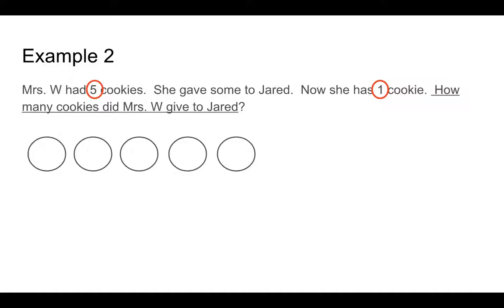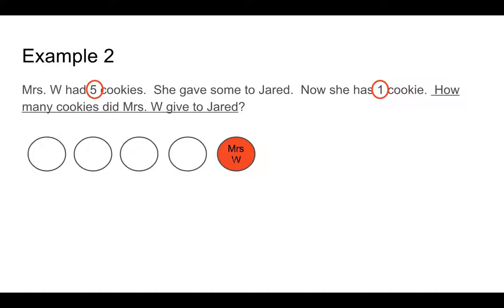So I can start by drawing a picture with the 5 cookies. So we see 5 cookies here, 1, 2, 3, 4, 5. That's how many Mrs. Willoughby started with. The story says she gave some to Jared, so we're not sure how many, but we do know after she was done giving them to Jared that she had 1 cookie left. So let's label the 1 cookie that she did have left. So that red one is Mrs. Willoughby's cookie. That's all that she has left.